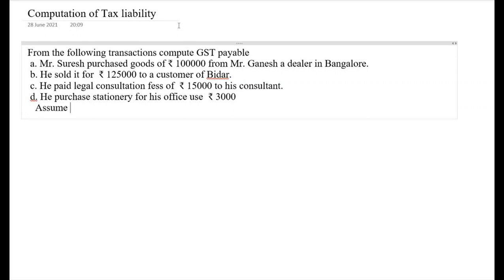Assume above transactions attract 18% GST. So this is the question here. We are just required to calculate the tax liability in the form of SGST to be paid, CGST to be paid and IGST to be paid. This is a very simple question. Of course, all the transactions have taken place within the state, so there is no question of payment of any IGST here. Now let's begin with the solution.